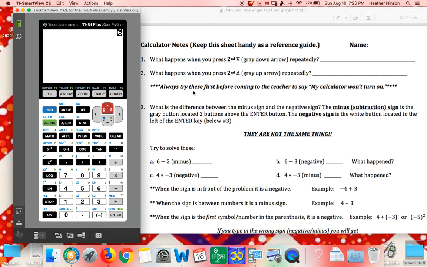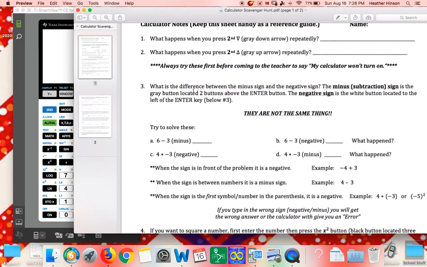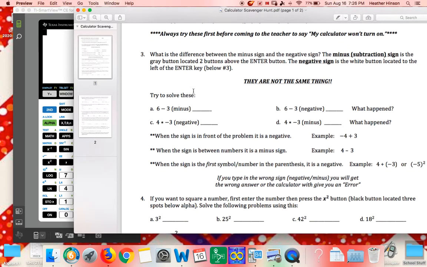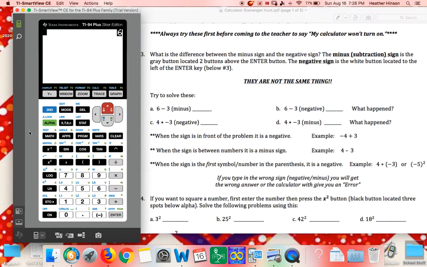Okay, so what we're going to do first is we're going to learn the difference between a minus sign and a negative sign. Your calculator has both. If you put the wrong sign in, you put a negative sign when you're supposed to put minus, or you put minus when you're supposed to put negative, it can change the answer for your equation. It can mess up your calculations. So it's very important you know the difference between these.